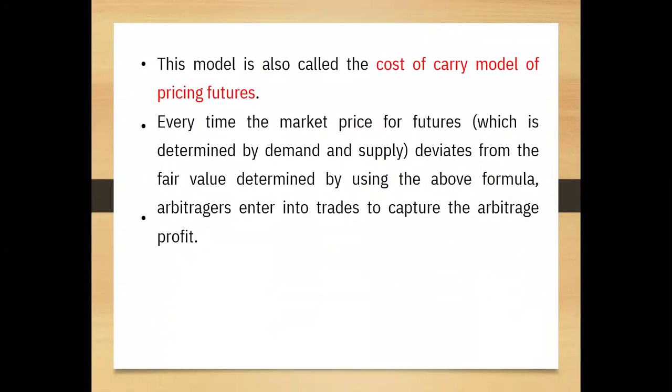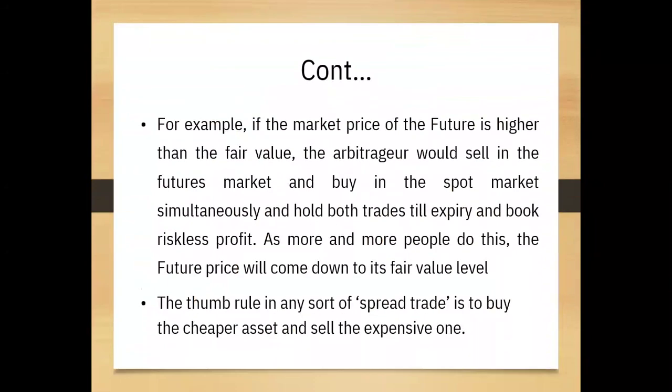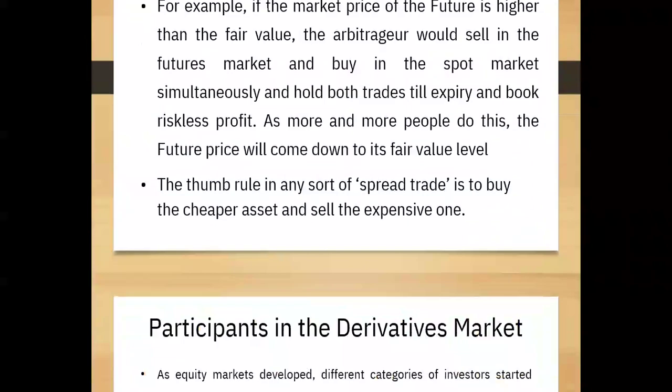Every time the market price of the futures deviates from the fair value determined by using this formula, arbitrageurs enter into trades to capture the arbitrage profit. For example, if the market price of the future is higher than the fair value, the arbitrageur would sell in the futures market and buy in the spot market simultaneously, hold both the trades till expiry and book a riskless profit. As more and more people do this, the future price will come down to its fair value level. The thumb rule in any sort of spread trade is to buy the cheaper asset and sell the expensive one. That is a thumb rule.